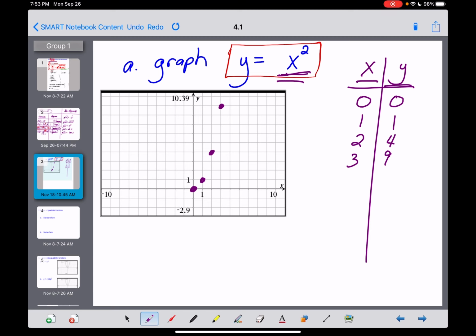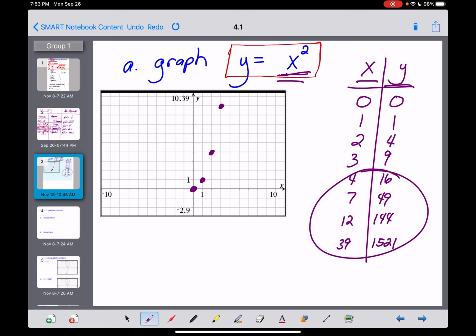Now, we certainly could go further. We could put in a 4 and a 7 and a 12 and a 39, but nobody's got the time to graph these numbers that I'm coming up with right here. 39 squared, 1,521, I think. Anyway, the point is, nobody has room or time to graph those points right there.